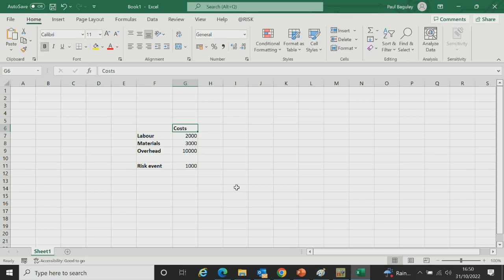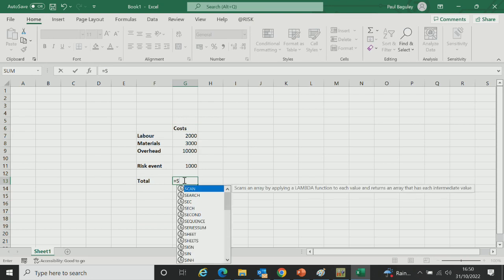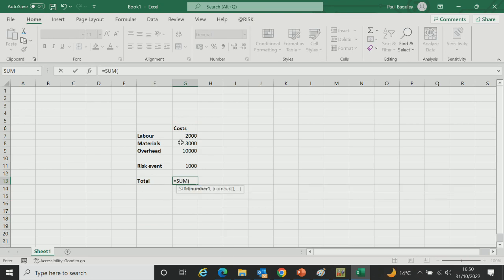So in our single point world, where there's no probability, that would be our estimate, let's say, like so. Now I'd sum everything up like that.